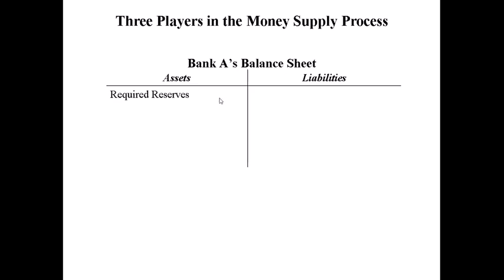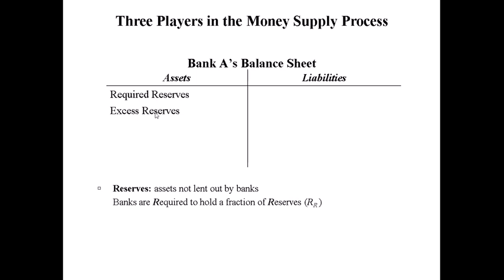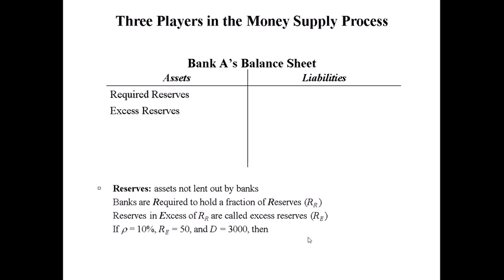Okay, so what about a bank? A bank has a balance sheet as well. They have required reserves as assets, and excess reserves, which are reserves not lent out that could be lent out by the bank. We call required reserves RR. We call excess reserves RE, excess reserves, required reserves.